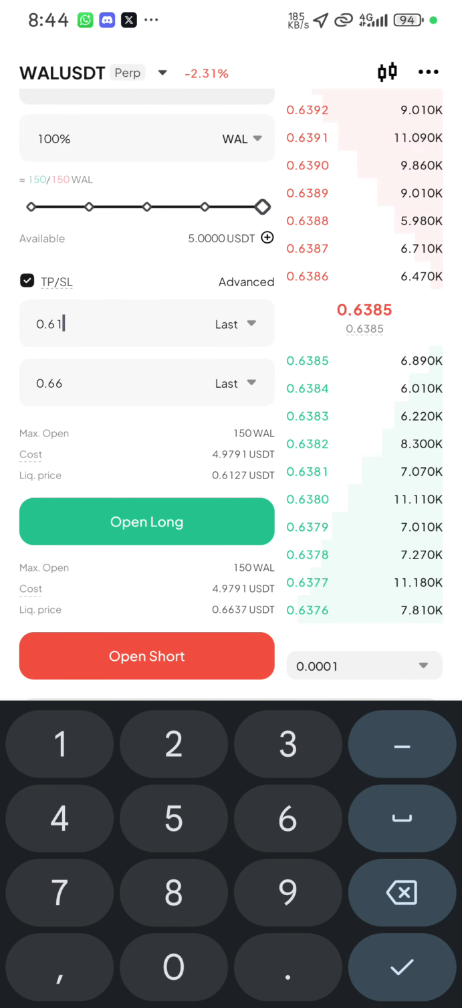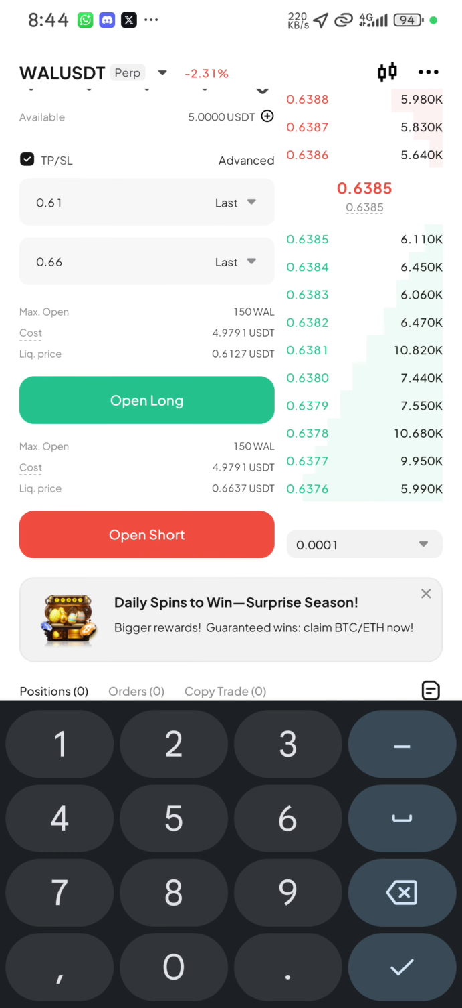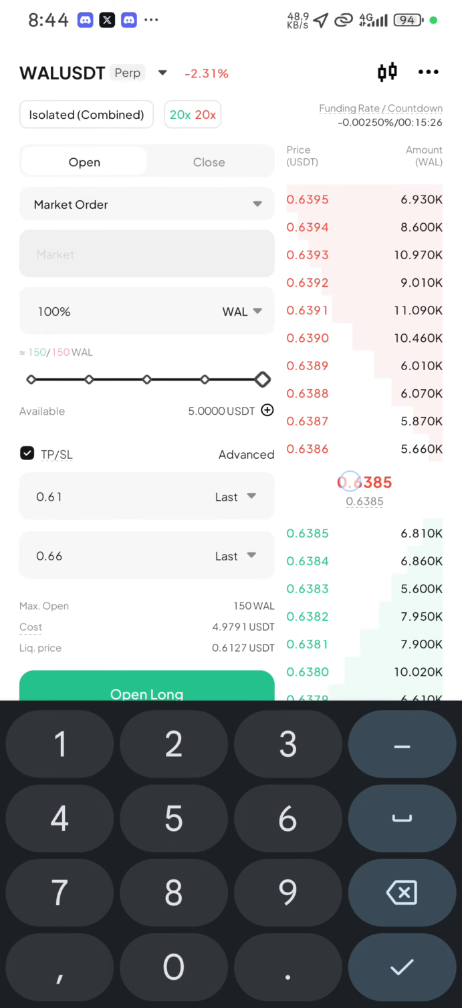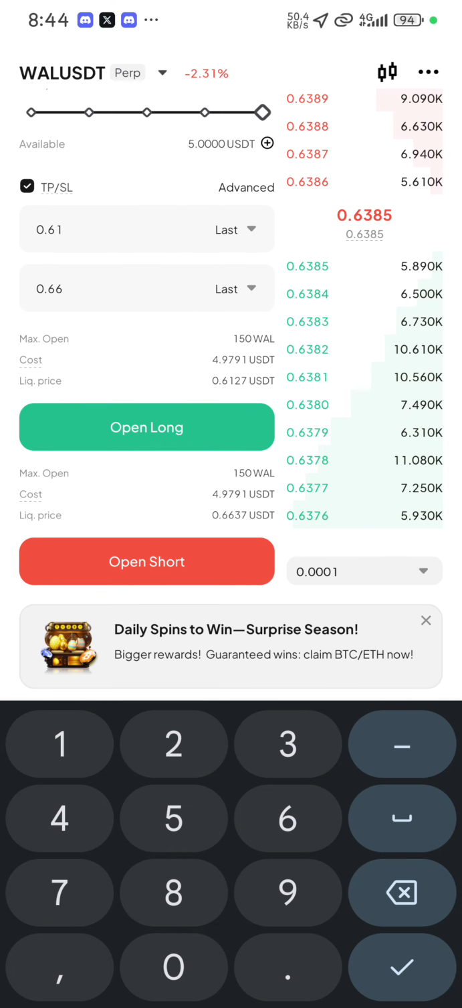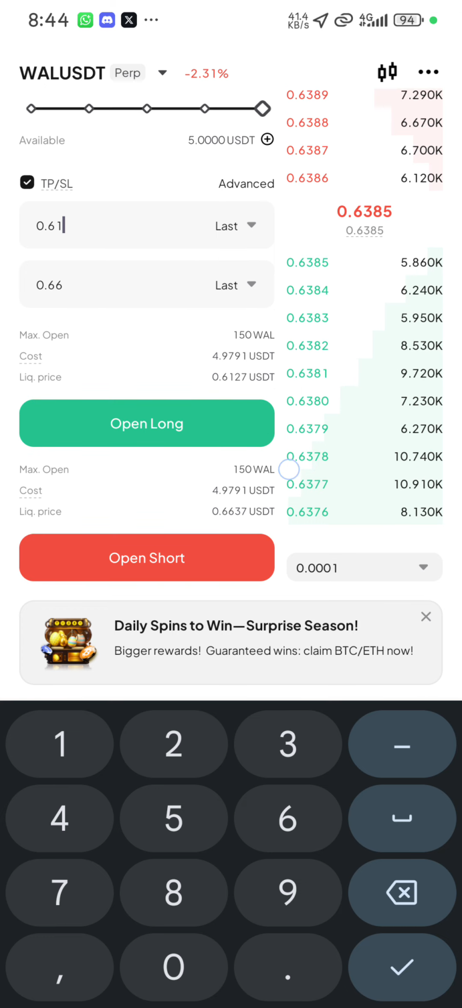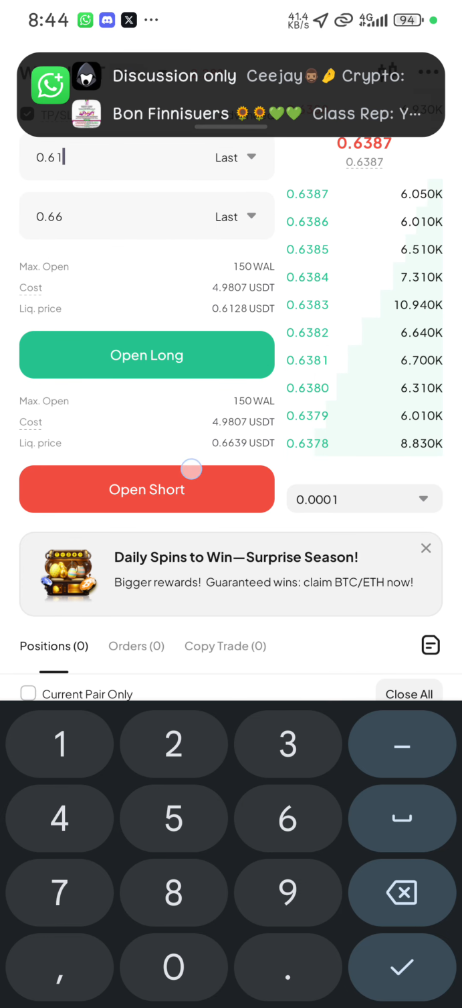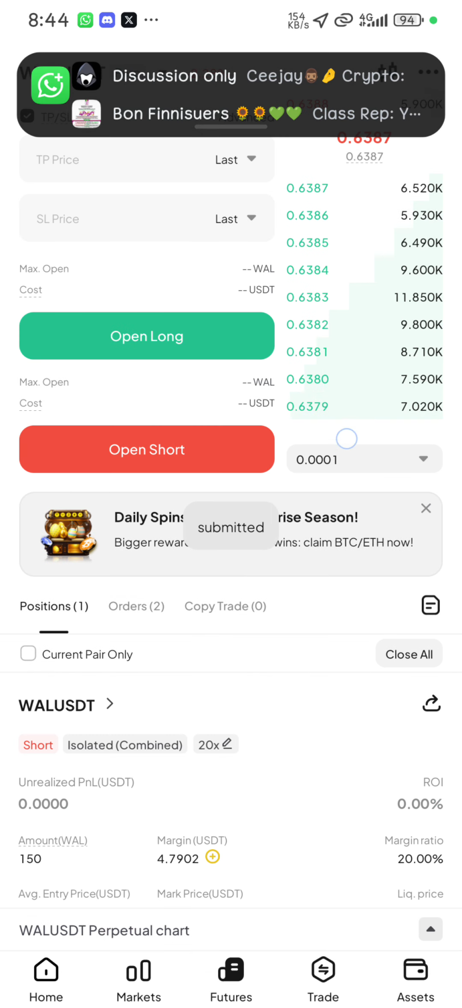So basically, once we have set all these parameters, what we do is to now press open short. When we press open short, the trade will kick off. Okay, I don't want to open this trade because these parameters are not really good, so let's just leave it at that. But when we press open short, you will see that the order, I did it.